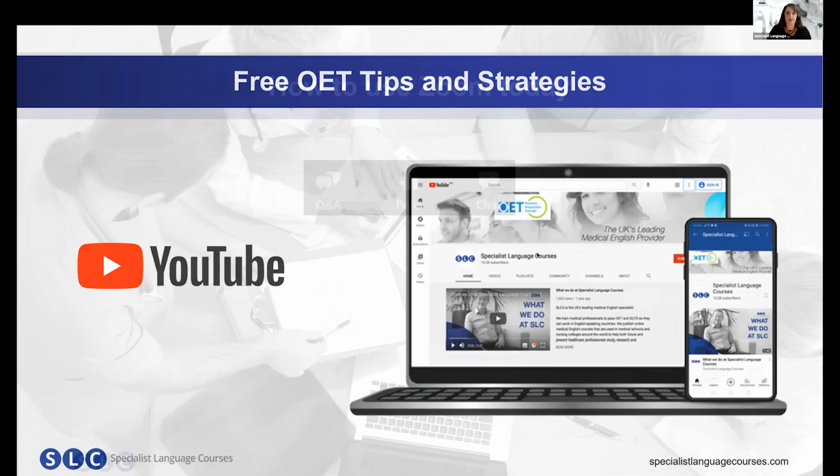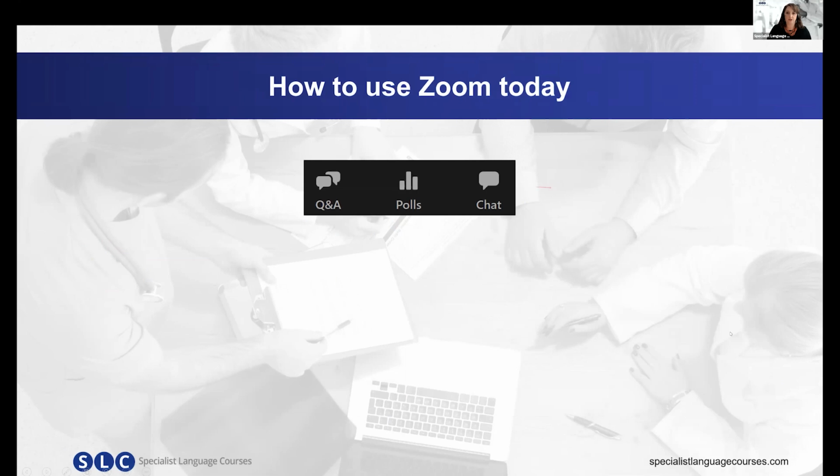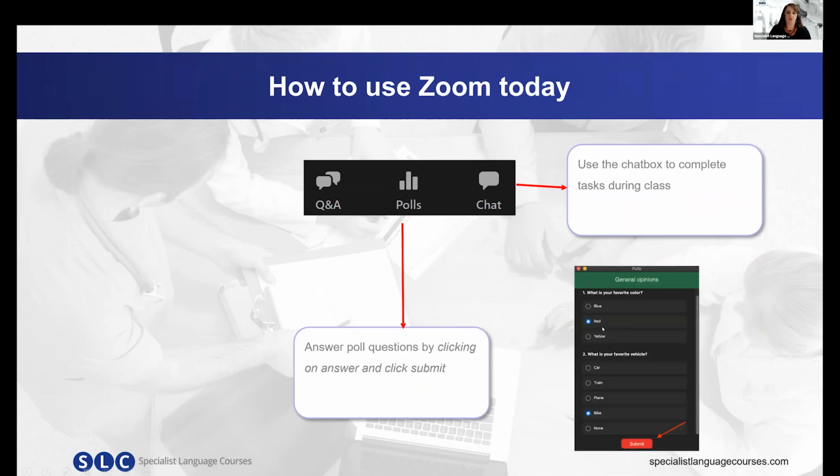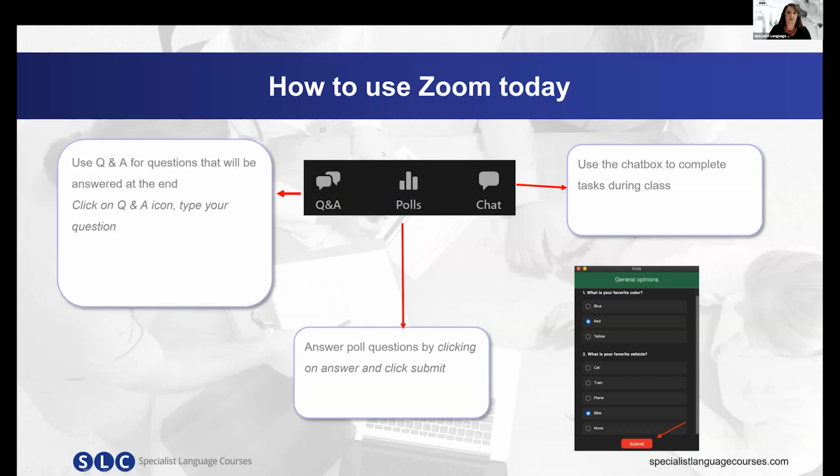Second, a little bit about how we're going to use Zoom today. We're going to use the chat function, as you've been doing already. We're using this for tasks during the class. We'll be using polls today. So when we have a poll, in order to answer the question, you need to choose the right option, and then click submit, and then we'll talk through the answers. And then at the end, we have question and answers. So if you have any questions, we'll have time for questions and answers at the end. So pop your questions in there and I'll do my best to answer them.